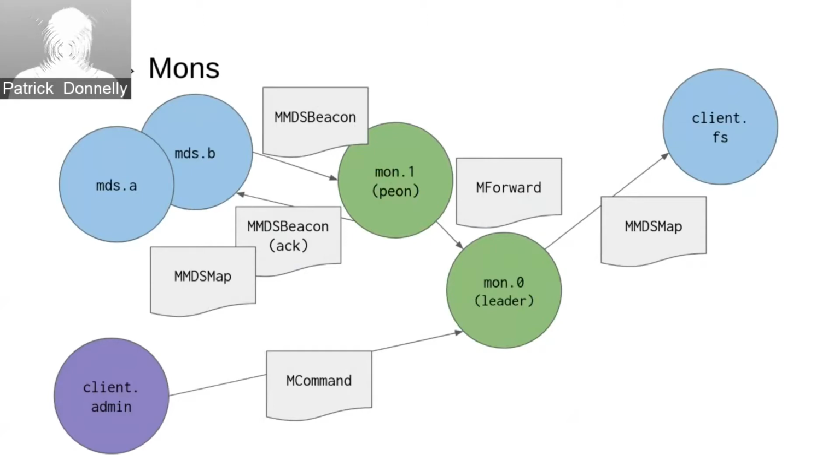So usually the MDS will pick a monitor at random, and it gets everything from that monitor, including the MDS map. The leader doesn't need to get involved in distributing the MDS map to the MDSs, and that's one of the nice things about having several monitors: you can actually distribute that load out. So yeah, the leader is not involved in that. Okay, thanks. Any other questions?